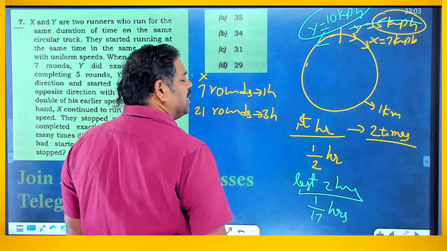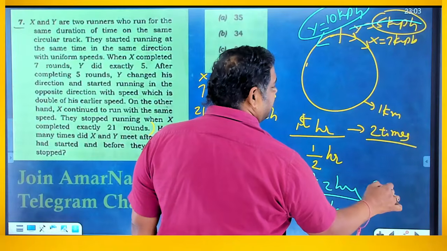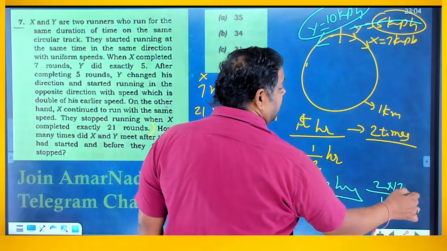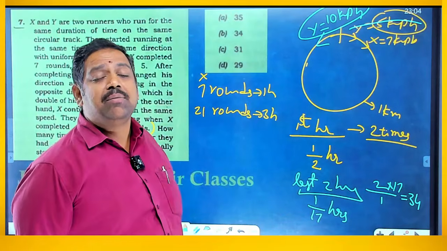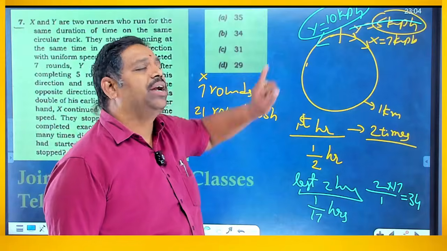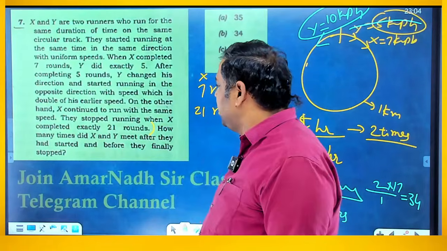Now I have 2 hours of time, right? So that means 2 divided by 1 by 17. So how many times? 34 times they will meet, right? The 34th time they will meet at the starting point again. Yes or no? The 34th time they will meet at the starting point again, right?